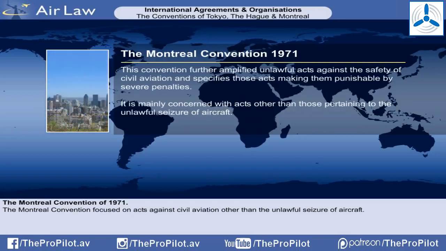The Montreal Convention of 1971 further amplified unlawful acts against the safety of civil aviation, and specifies those acts making them punishable by severe penalties. It is mainly concerned with acts other than those pertaining to the unlawful seizure of aircraft.